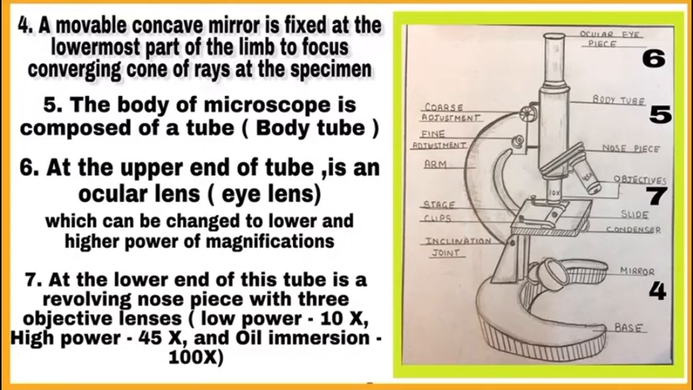The body of the microscope is composed of a tube called the body tube. Now, sixth point, at the upper end of the tube there is an ocular lens or eye lens which can be changed to lower and higher power of magnification. Next, point 7, at the lower end of this tube there is a revolving nose piece with 3 objective lenses. One low power of 10x, second high power of 45x and third oil immersion of 100x power.